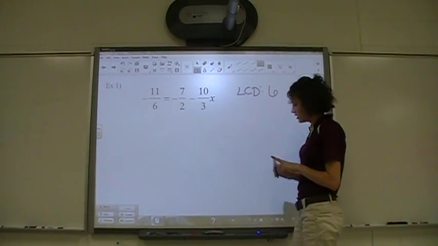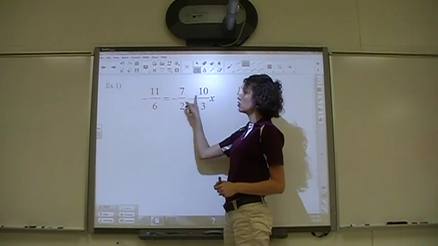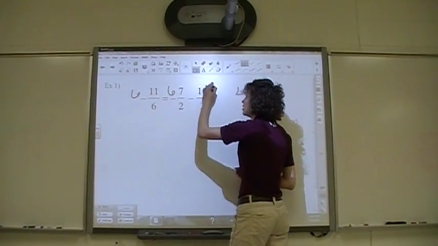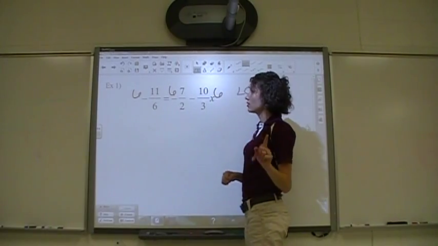Now, what I want you to do is multiply by 6 with all of these fractions. So every single term I want you to multiply by 6. So we're going to put a 6 here, here, and here. Now, it looks kind of funny, but I'm going to show you it's going to get rid of your fractions.